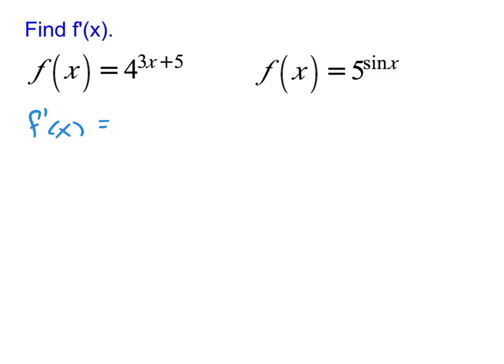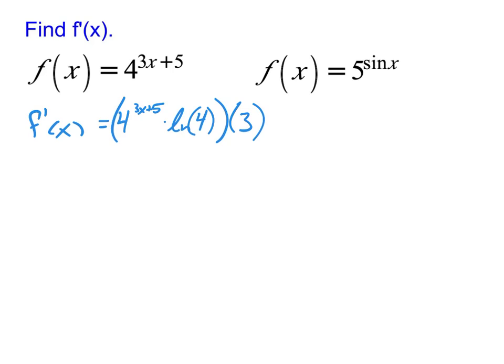So I'm going to start by doing the derivative of my outer function. So that's going to be 4 to the power of something times the natural log of 4. But then I have to multiply that whole thing, and I'm just going to throw in an extra set of parentheses to show that clearly here. Then I'm multiplying that whole thing then by the derivative of the inner function. That is the derivative of my exponent in this case. And the derivative of 3x, of course, is just 3. The derivative of 5 is 0, and so that goes away.